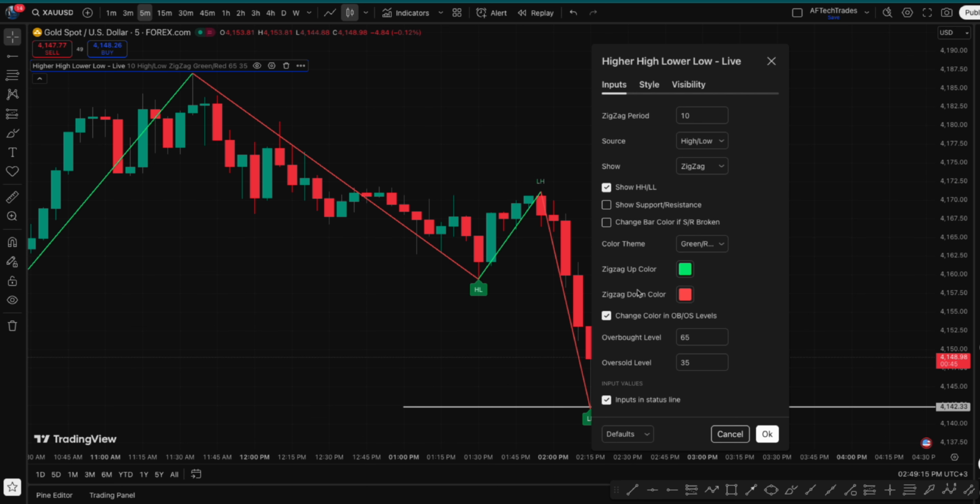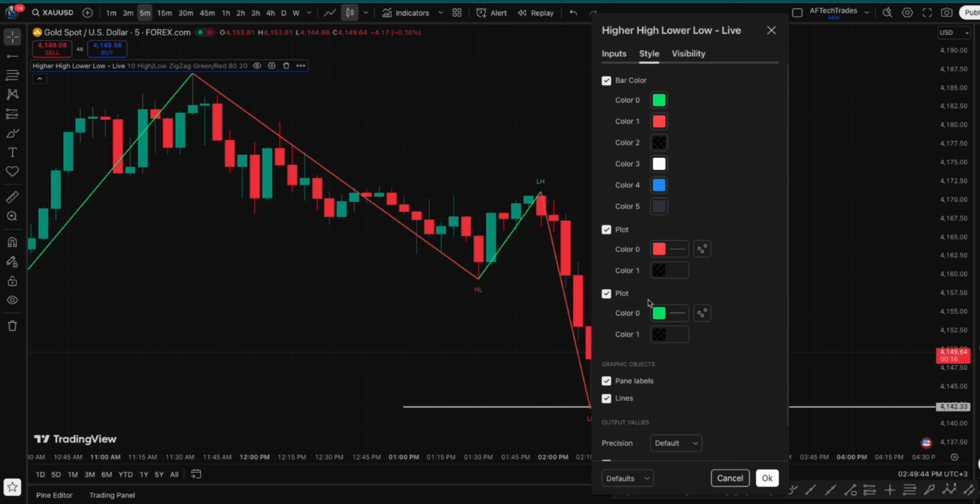Now we have the overbought level and the oversold level. This is just the default setting, which is 65 and 35. If you feel like it, you can change the overbought to, let's say, 80, and the oversold to, let's say, 20. It's also perfect that way. So this is the bar colors. You can deactivate it if you don't want it, but just leave it like this.